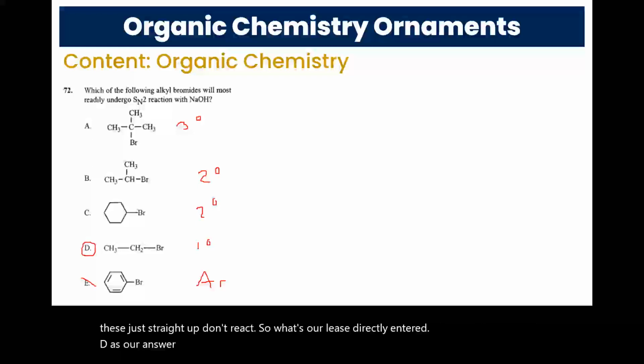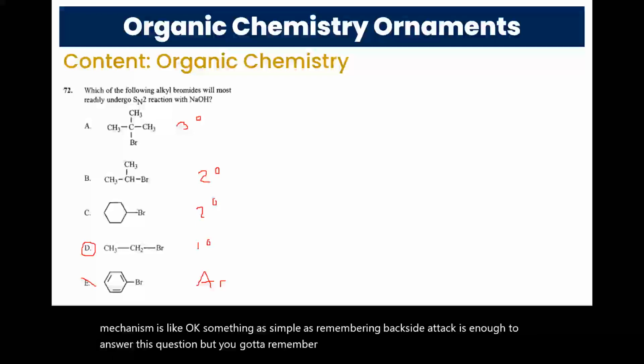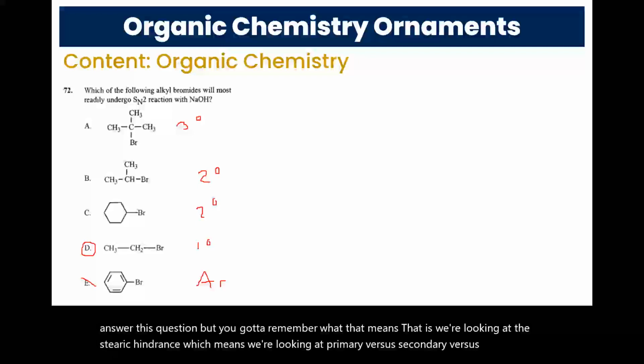So that's what we're supposed to remember, is things like that about our mechanisms. Something as simple as remembering backside attack is enough to answer this question, but you've got to remember what that means. We're looking at the steric hindrance, which means we're looking at primary versus secondary versus tertiary, and you need to recognize that in the question.